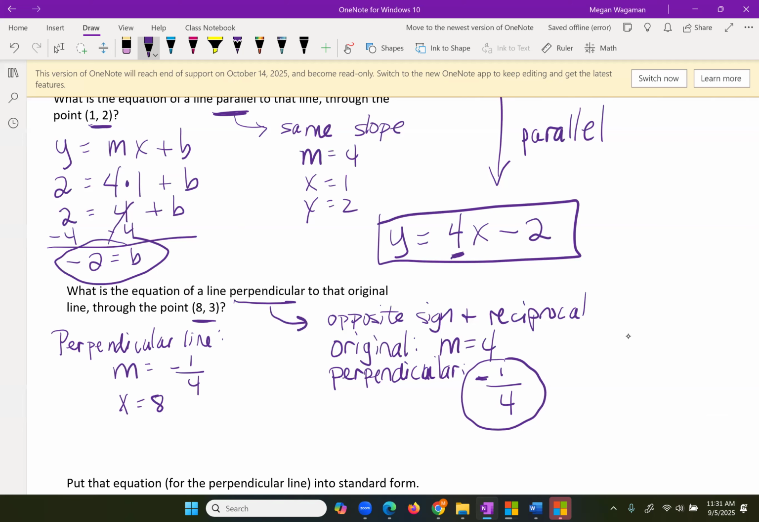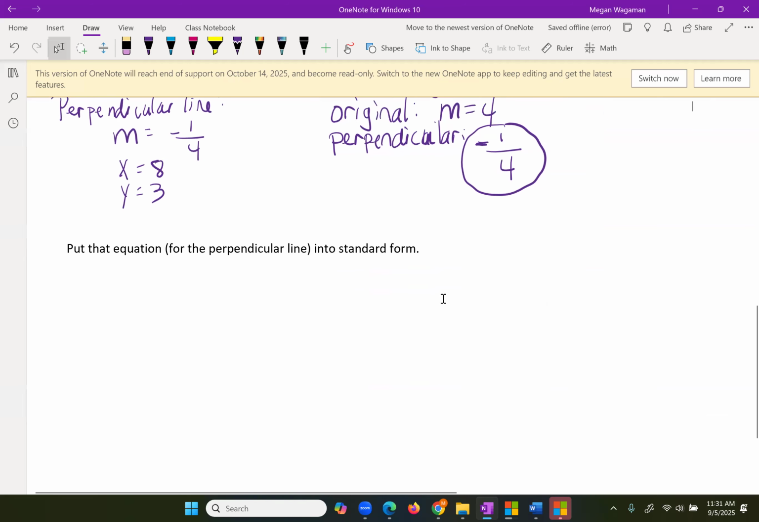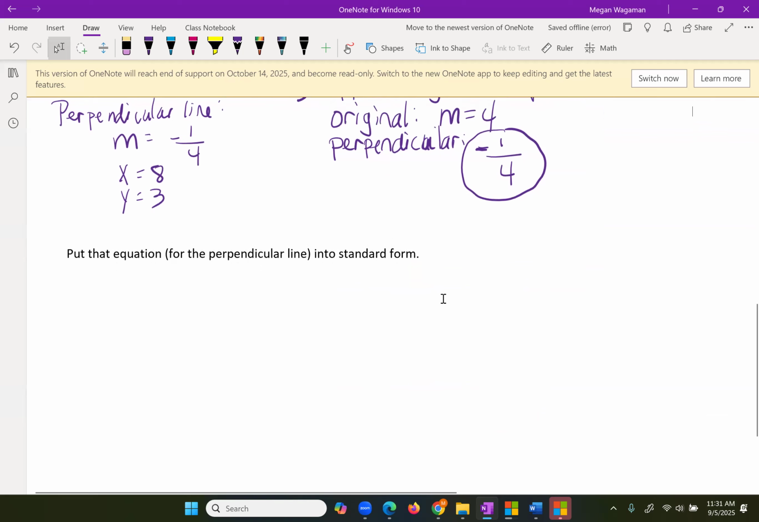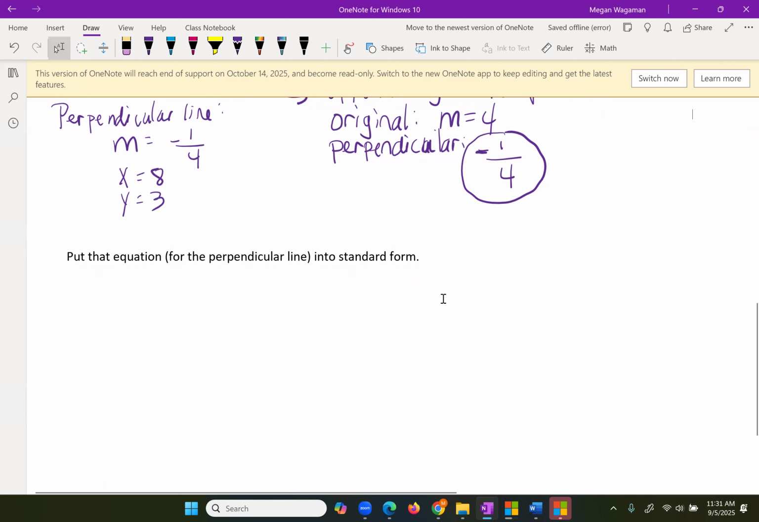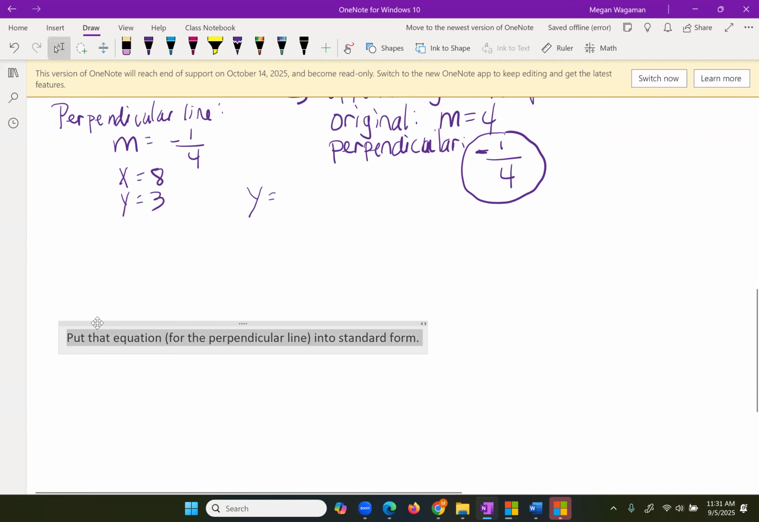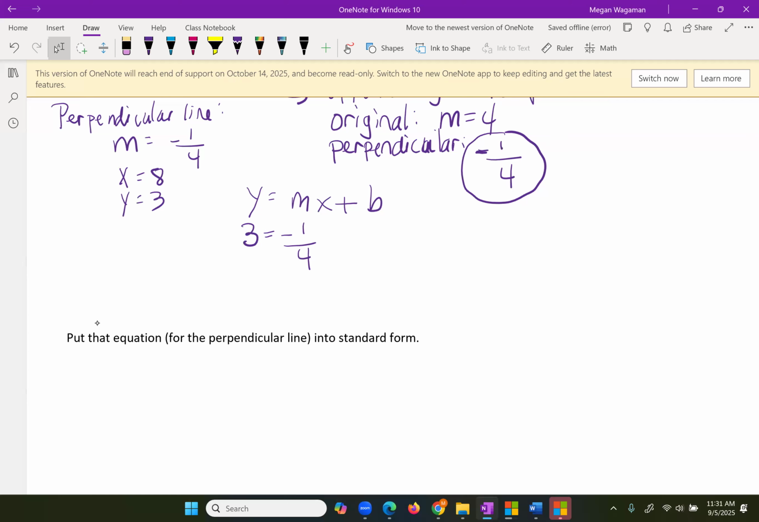So I've got x equals 8, y equals 3, and I'm going to once again use slope-intercept form. So I'm going to use y equals mx plus b. Y is 3, m is -1/4, x is 8, and b is what we're solving for.